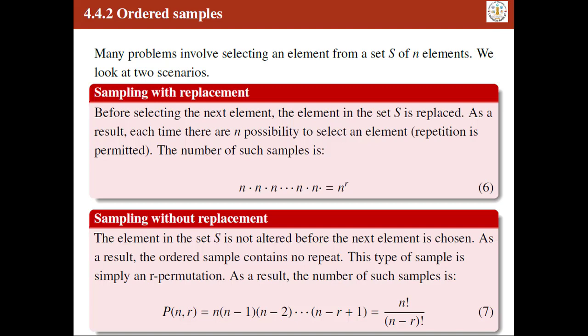Sampling without replacement. Here, the element is not replaced in the set S before the next element is chosen. Thus, there is no repetition in the ordered sample. Such a sample is simply an r-permutation. Thus, the number of such samples is P(n, r) equals n times (n minus 1) times (n minus 2) times ... times (n minus r plus 1) equals n factorial divided by (n minus r) factorial.